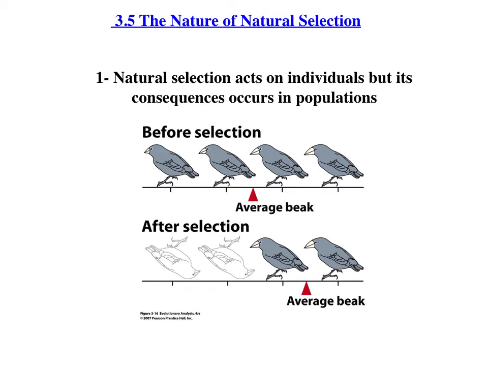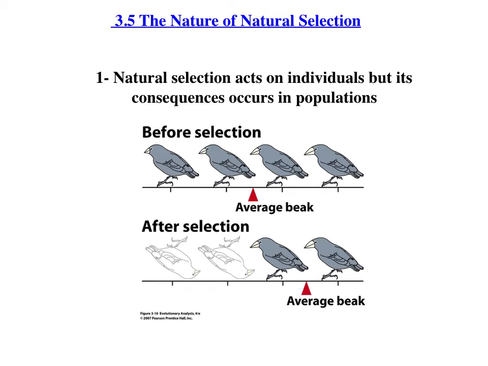Okay, so one, natural selection acts on the individual, but the consequences are seen or illustrated at the population level. So natural selection does not act on a population. Natural selection does not act for the benefit of the species. It acts on the individual. The individual is either going to survive and reproduce, or not survive and not reproduce, or survive and not have as much reproductive potential.